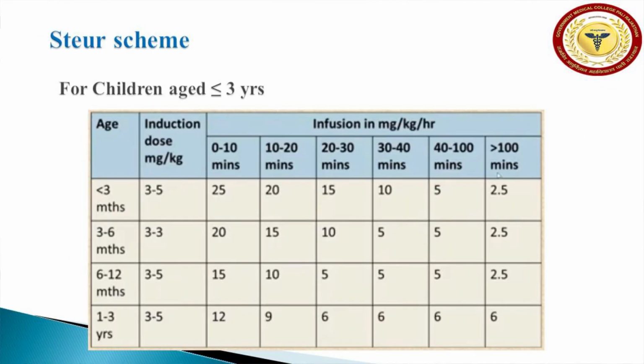Short regime, it is for less than 3 years of age. Here we can see the induction dose and initial infusion rate are higher than the adult, but the maintenance dose is lower than the adult. This induction dose is much higher and the initial infusion rate is higher, but the maintenance dose is much lower as compared to the adult.